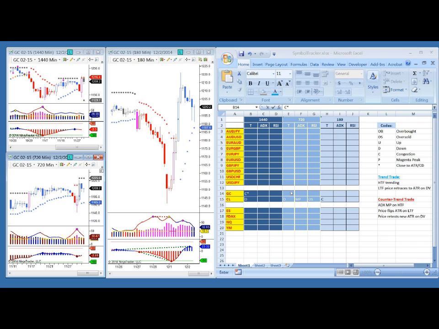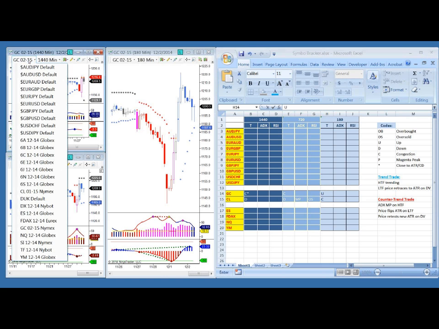We have congestion. So the first thing I want to do is mark it with the C. Do we have anything that's close to the congestion dot or the ATR? No. Overbought ADX or RSI? No. Go down to the 180. What is the 180 doing? It's trending up. Are we near a congestion dot? No. Are we overbought? No. Everybody with me so far?